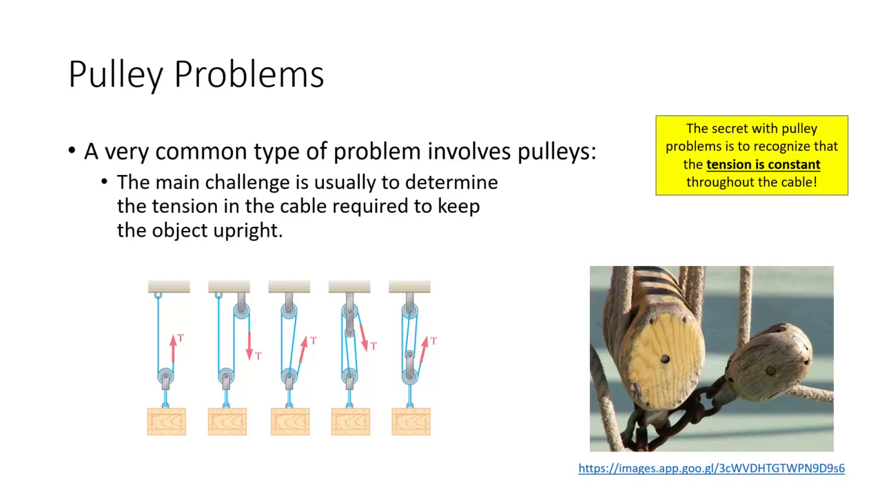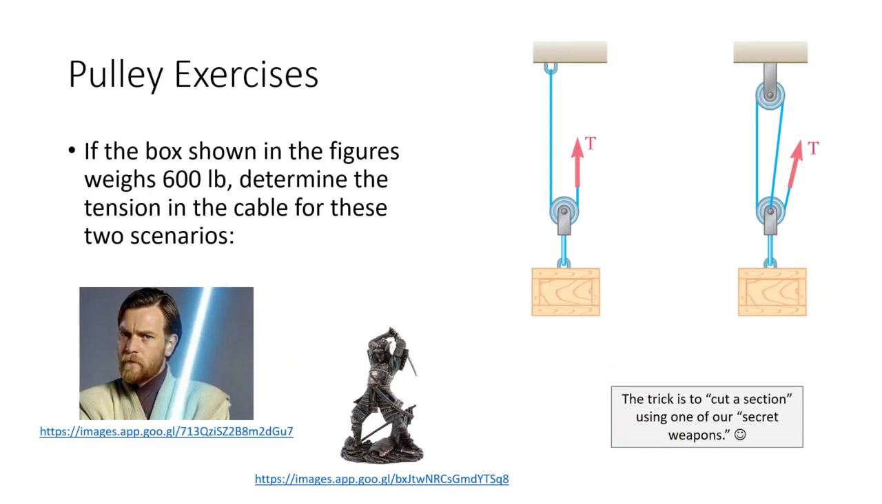Okay, so I'm going to introduce you to one of the secret weapons of engineering mechanics, which is either a samurai sword or a lightsaber if you happen to be a sci-fi fan. This is a tool known as cutting a section. We're going to be doing this a lot later on in this semester. And the concept of cutting a section is something you're going to be doing throughout a variety of engineering courses during your time here at Marshall.